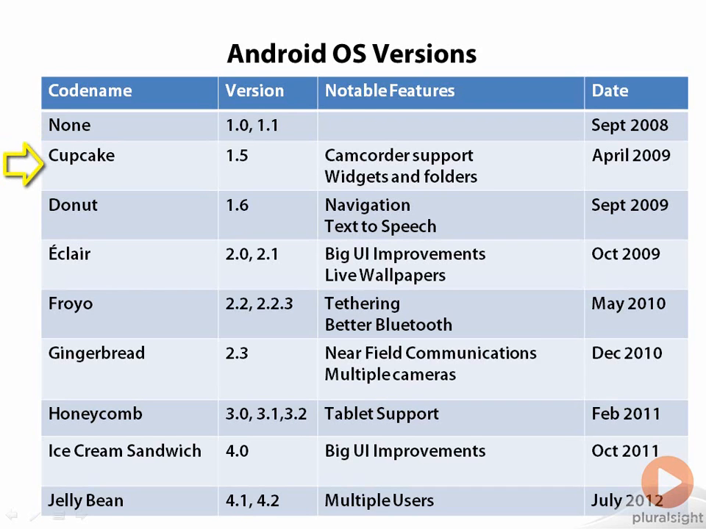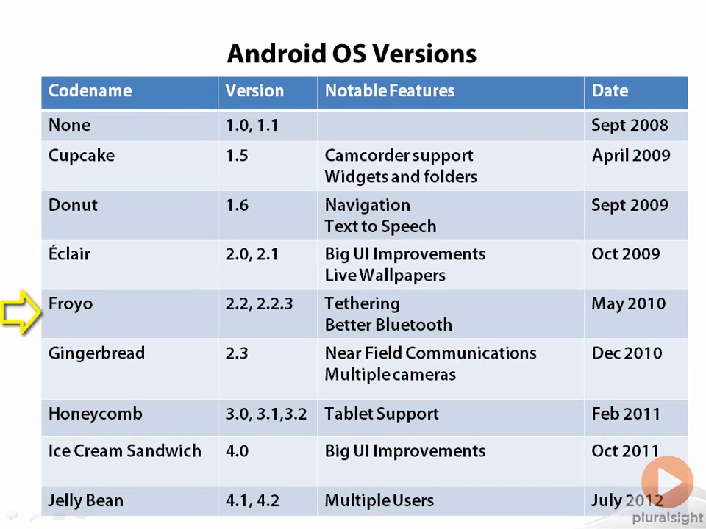Next, we had an Android version that was codenamed Cupcake, and that was version 1.5, and it added some basic support for camcorders and the idea of widgets and folders. Up next was Donut, and Donut added the capabilities of navigation, or the turn-by-turn navigation that you're probably used to, and text-to-speech. Eclair came next, and with that there were some big UI improvements because this was Android operating system version 2.0. Also came with that live wallpapers, which I tend to find annoying.